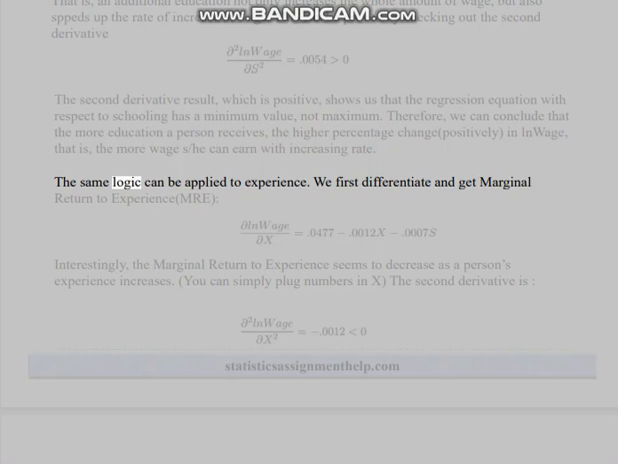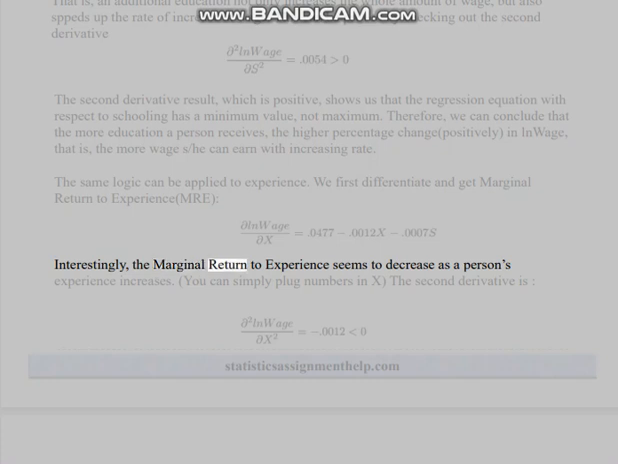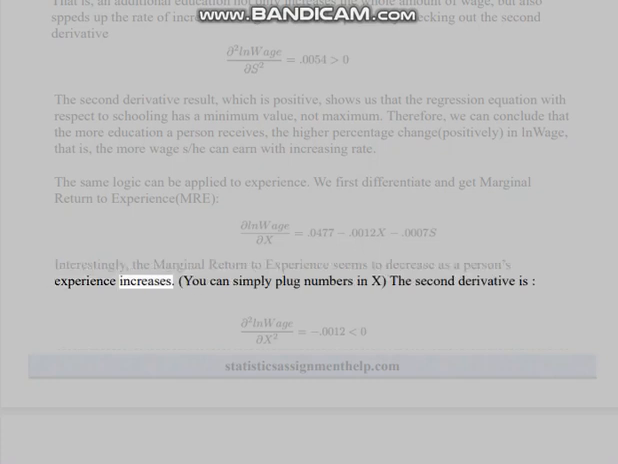The same logic can be applied to experience. We first differentiate and get marginal return to experience, MRE. Interestingly, the marginal return to experience seems to decrease as a person's experience increases. You can simply plug numbers in X, the second derivative is.